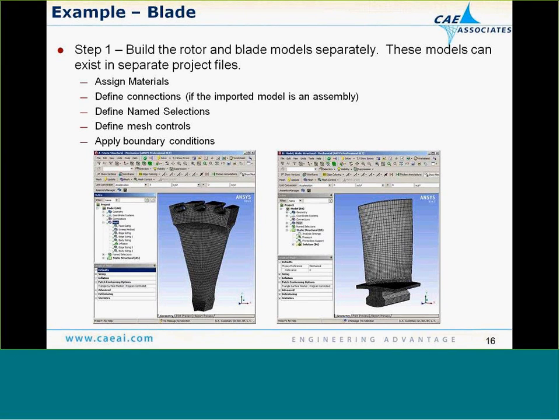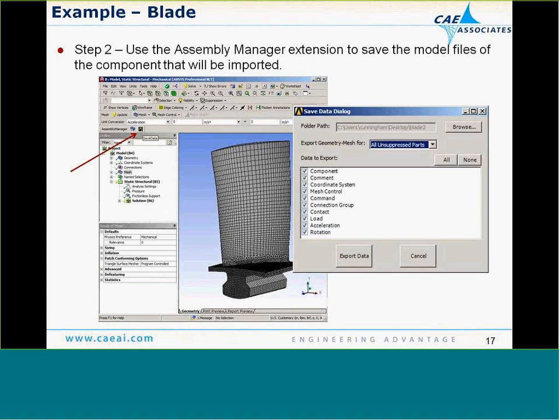So step one, you would build your model separately, and this could be a situation or a scenario where you've got a design team and multiple people are working on different parts of that system. And what you'd like to do at the end of that, after they're done with their individual analyses, is bring those models together as a system model without having to reconstruct or remesh anything. And this is what this assembly extension will allow you to do.